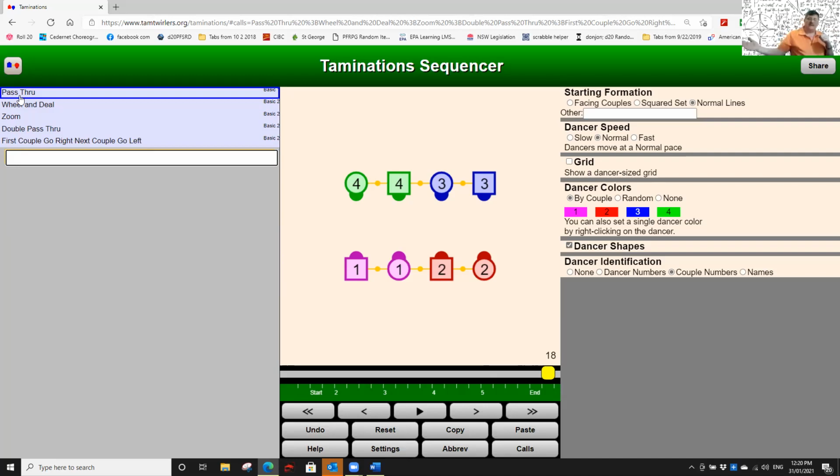So we cancel that by putting the right and left through at the end, by going first couple right, next couple left. We don't change it. We do pass through, wheel and deal. We're now going to put that right and left through in the middle. We're using a zoom instead of a right and left through, but we do that, and then we just finish it as normal.